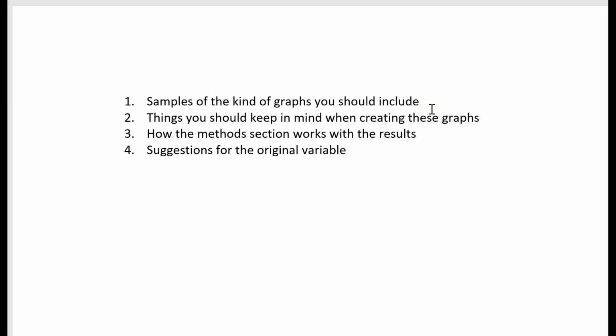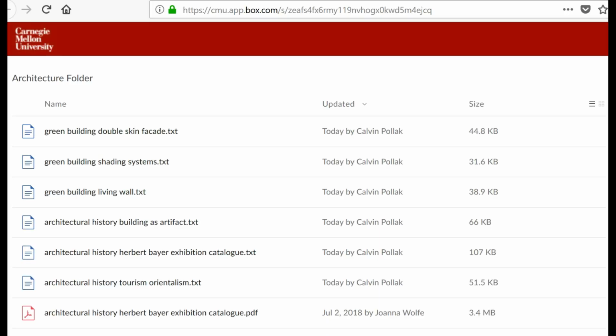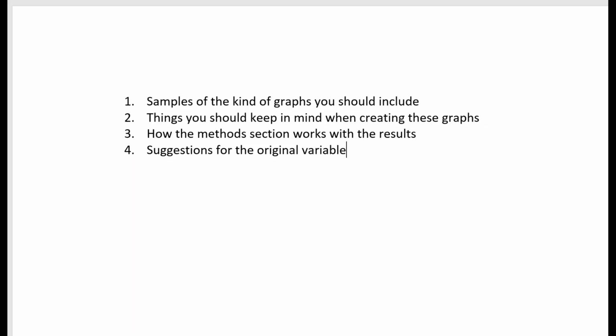First, I also want to mention that we have uploaded, or Calvin has uploaded, text files in all of your folders. So you see text for your articles, and then below that PDFs for these. So let's go back here.